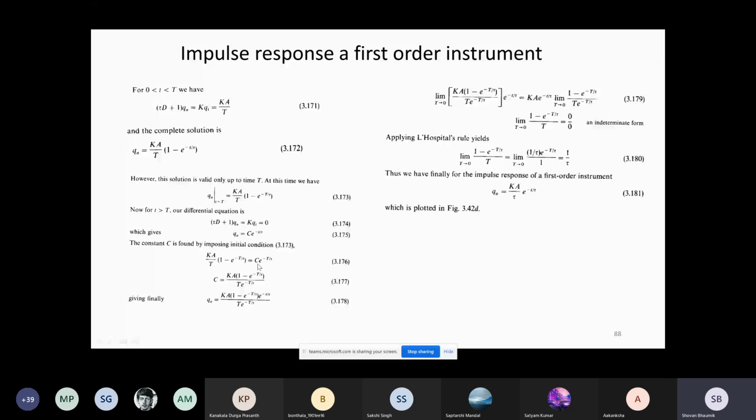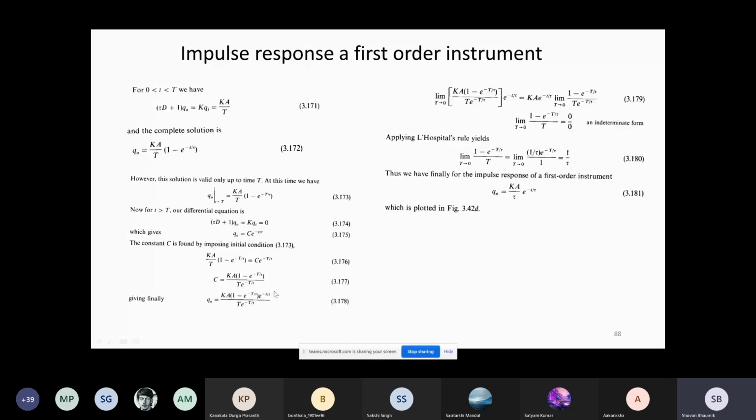So from here we can calculate C. C will be given by expression 3.177, and finally q0 will be equal to this C times e to the power minus t by tau, that is K A by T into 1 minus e to the power minus T by tau, divided by e to the power minus T by tau, times e to the power minus t by tau. So this will be q0. So ultimately we get the output q0.